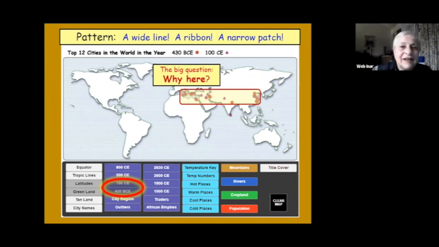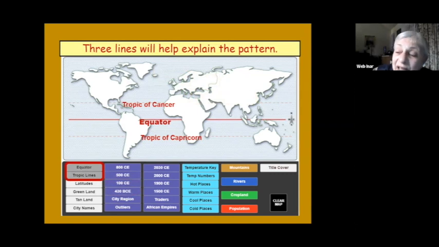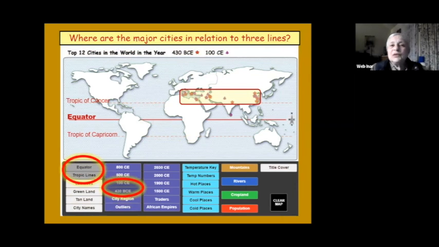The big question is, why are they here in this kind of long, wide line, this patch, this ribbon? Why are they here? And we had been talking about people layers. I've turned on some very helpful line layers that show, it may be a little faint, the Tropic of Cancer, the Equator, and the Tropic of Capricorn. The equator is not just something to be memorized. It really does have meaning. And I think we'll see this meaning pretty soon.